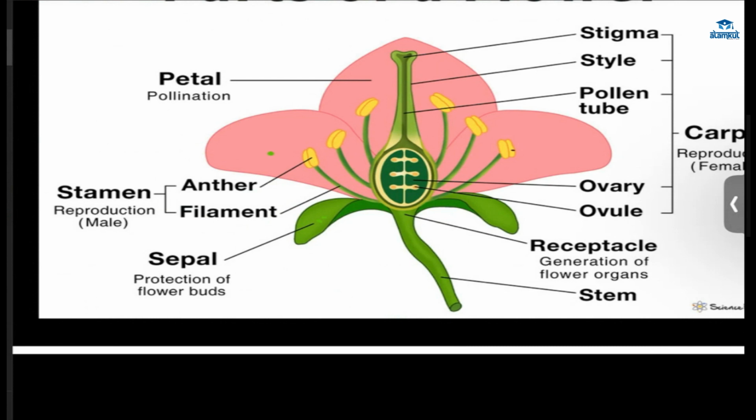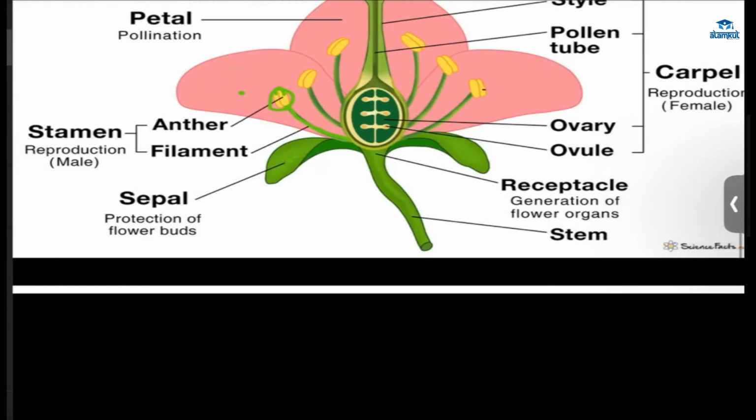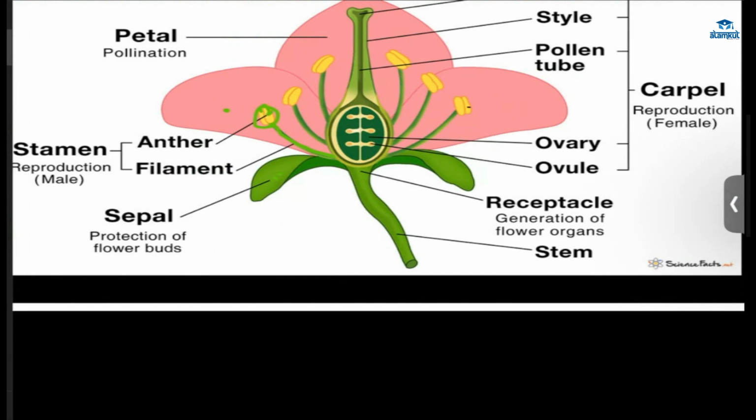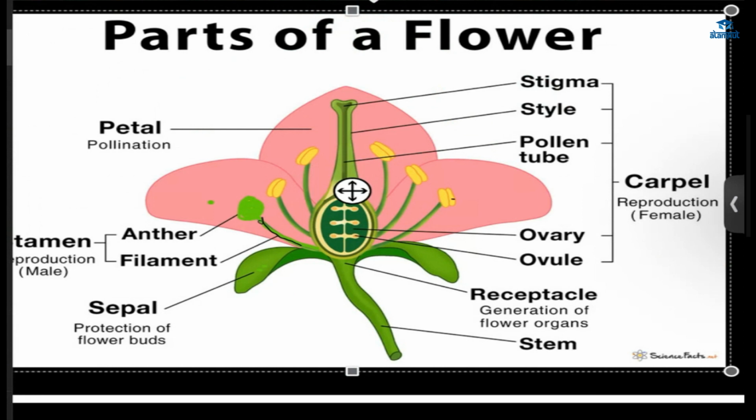And we have this stick-like structure. That is our stamen, with anther and filament. And the group, the whorl, is called the androecium. In the androecium, first we have the anther, and the next thing is the filament.